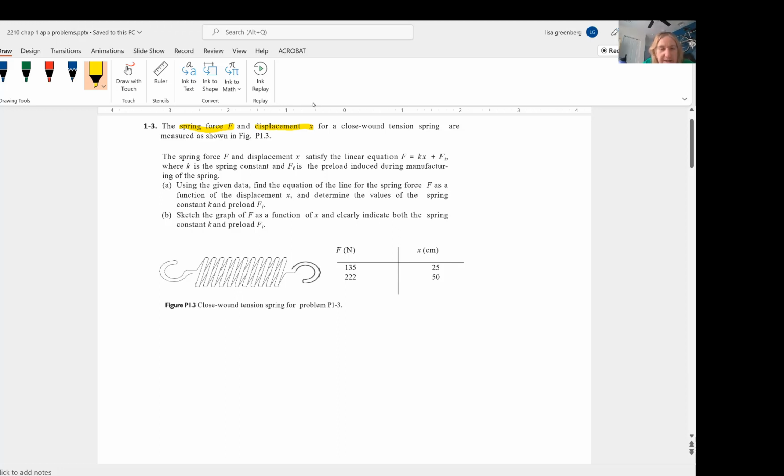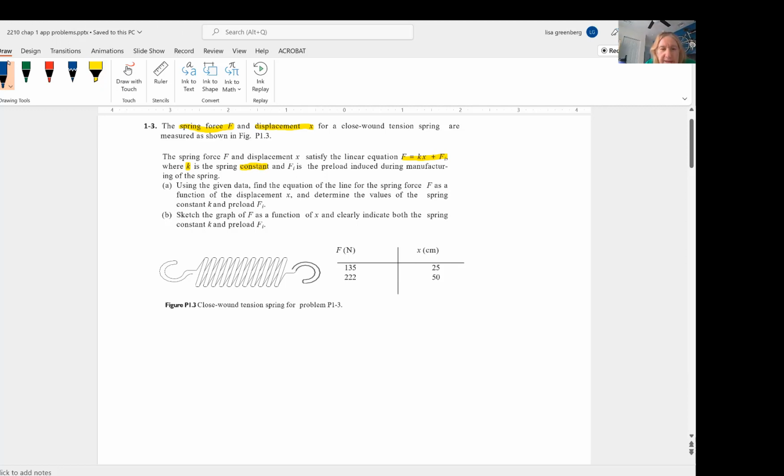So let's read the rest. So the spring force F and displacement X satisfy the linear equation where K is the spring constant. So we're being told that K is constant. Again, another very important thing. So it is not variable. It is not changing. It is a value. It could be 2. I don't know what it is yet, but it is a number. And F sub I is the preload induced during manufacturing of the spring. So it's basically how hard it is to pull the spring. Okay, that's what the spring constant usually is.